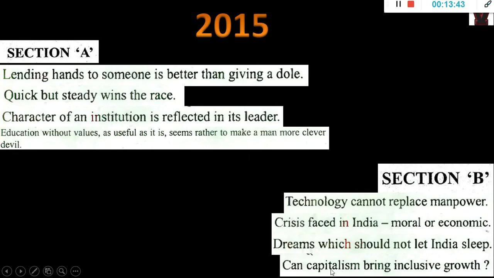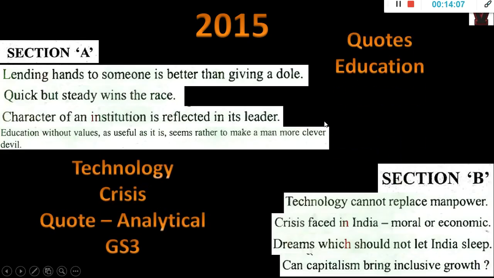So capitalism you will study for economics, and also for general interest many people will want to know whether more capitalism will bring inclusive growth or not. It's a question mark. You should notice this. Sometimes when they put a question mark, they're asking for your stand on that, so you should justify both sides. So these are the questions of 2015, which I think were more difficult than 2016, but not very difficult compared to 2018, which I showed you first. Quotes and education, technology, crisis, again a quote, and the GS3 paper.